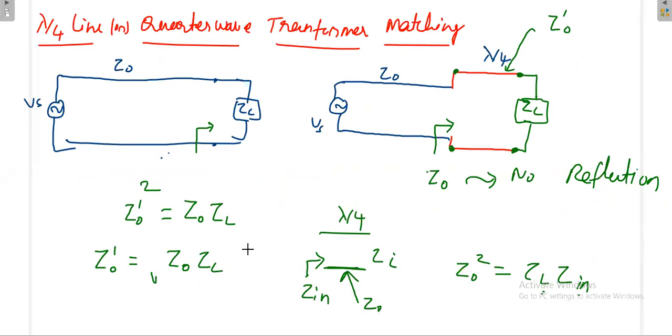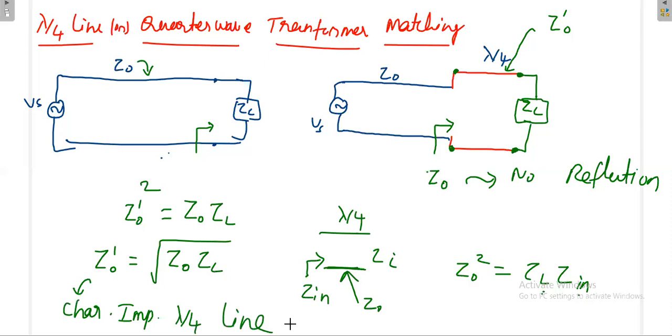Don't confuse. Simply Z naught is the characteristic impedance of the old transmission line. Z naught dash is the characteristic impedance of the lambda by 4 transmission line. Please note down: Z naught is the characteristic impedance of this line, and Z naught dash is the characteristic impedance of the lambda by 4 line.